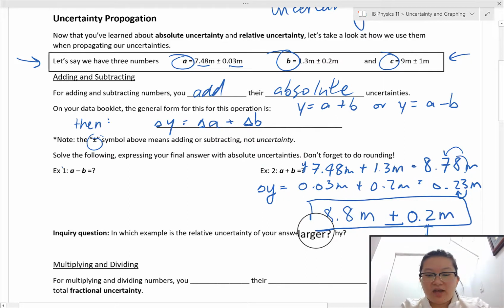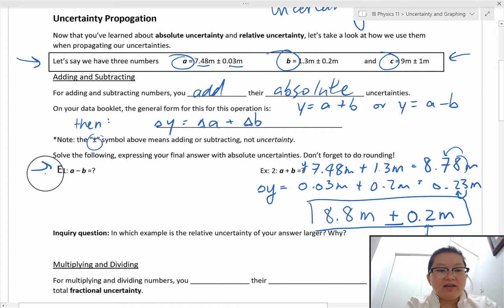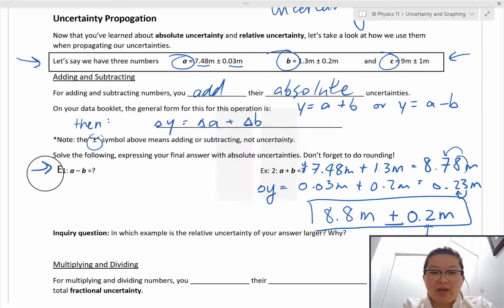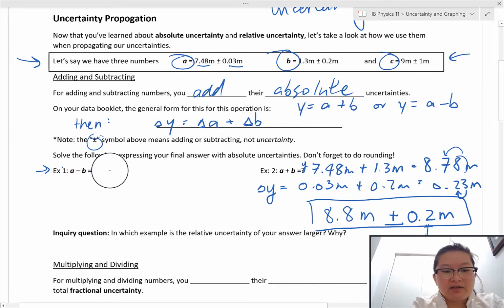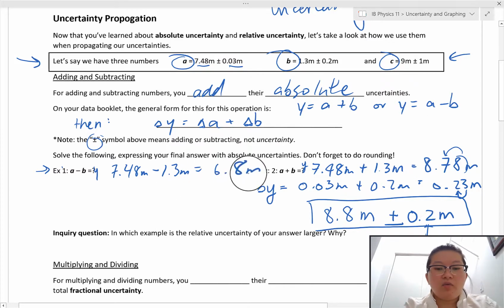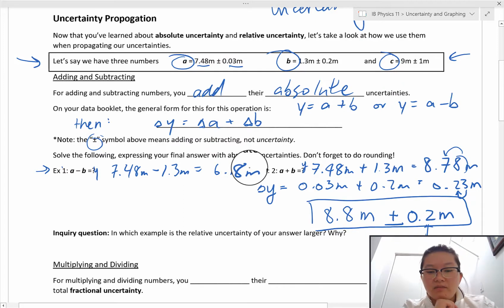Okay, so now it's a good time for you to try example 1, which is A minus B, okay? Good time to pause the video. Okay, now I'm going to do it. I won't do it on fast play, but here. So I'll have that equal to Y. A minus B is 7.48 meters from my data table minus 1.3 meters. And that's going to give me 6.18 meters, and that is what it is.